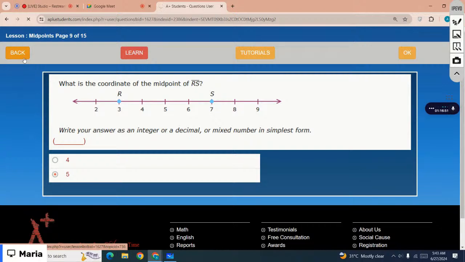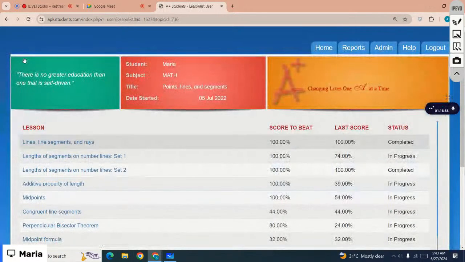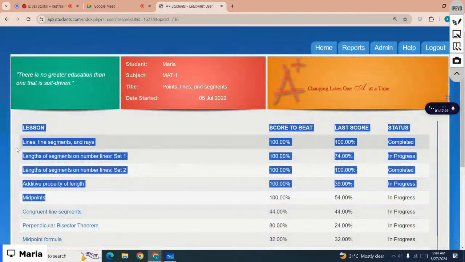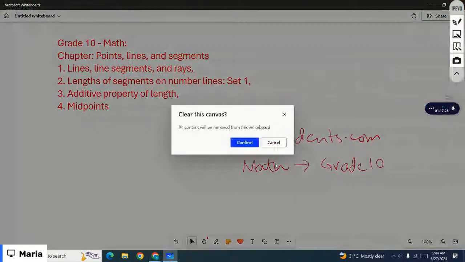So, we were working on grade 10 math. The chapter we were working on is points, lines and segments. The lessons we have covered today are lines, segments, and rays; length of segments on number line sets 1 and 2, which you can do on your own; and additive property of length and midpoints. Please make sure before the next session you complete all the practice questions for the lessons we just did. That is your homework until the next session, right?